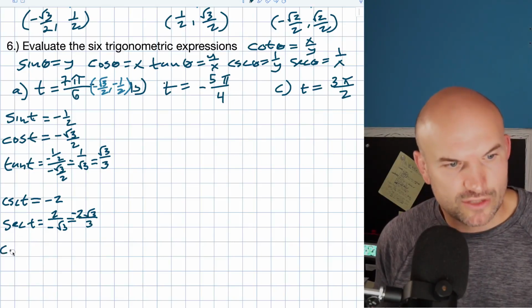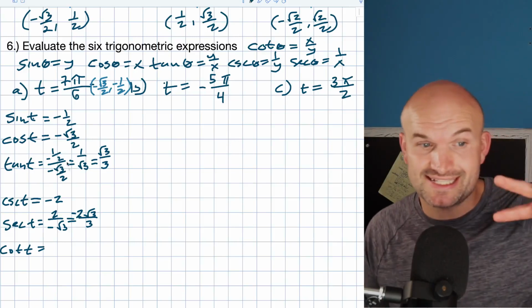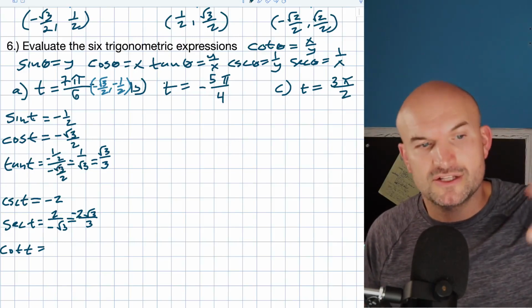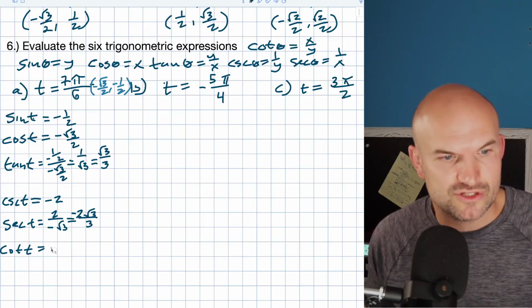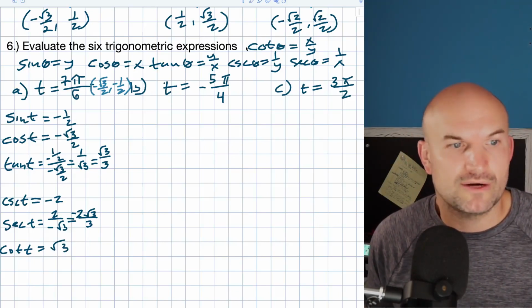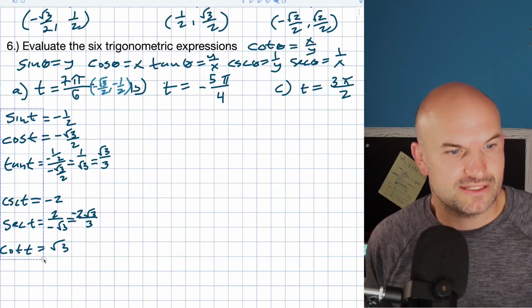And then we have the cotangent of t. So cotangent of t is basically this exact same one, just flipped, right? So now the 2's again will divide out, and that's just going to be left with square root of 3.